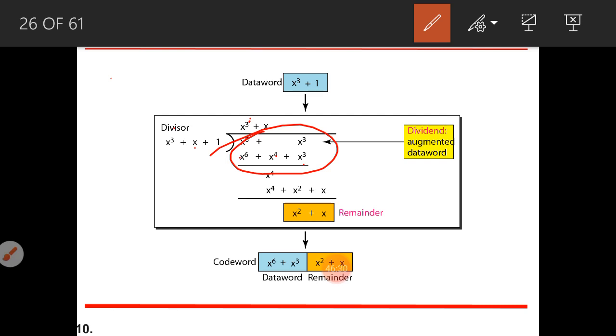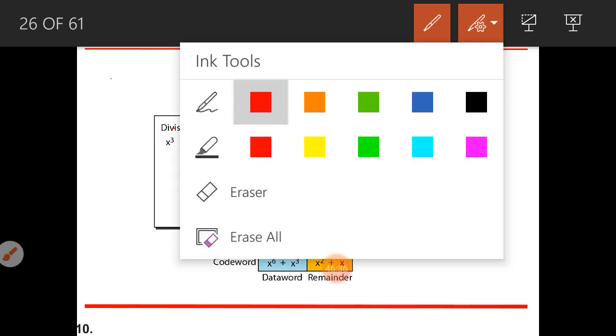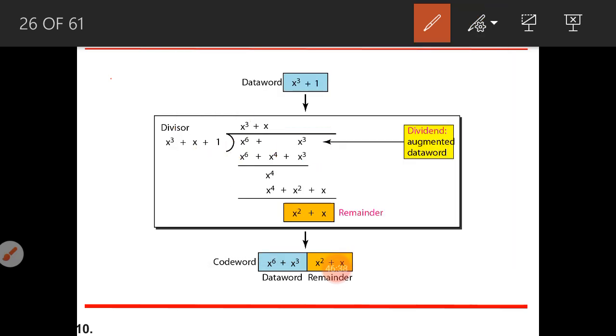I already told how we need to perform it: subtraction or addition is done by deleting the similar terms. Here the similar terms are x raised to 3 and x raised to 6, these we delete, and what is left here is x raised to 4. The power of this remainder is greater than the power of the divisor, so again we need to continue the division operation.